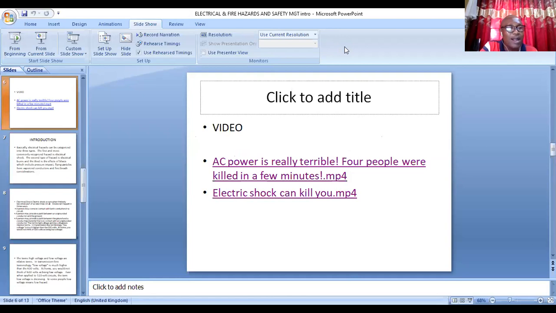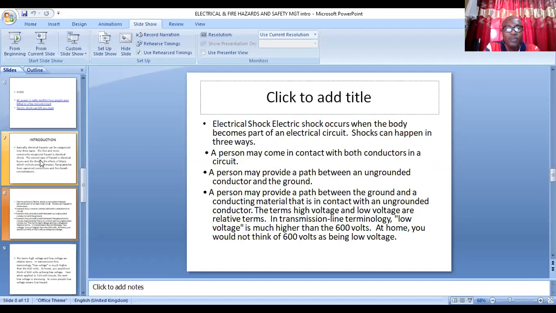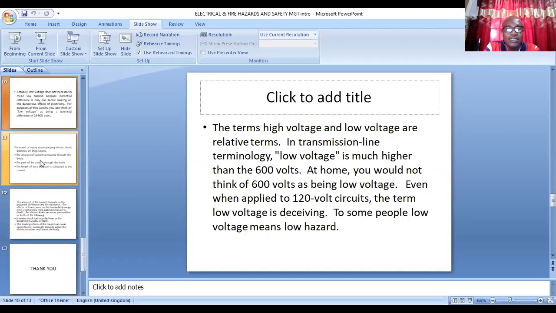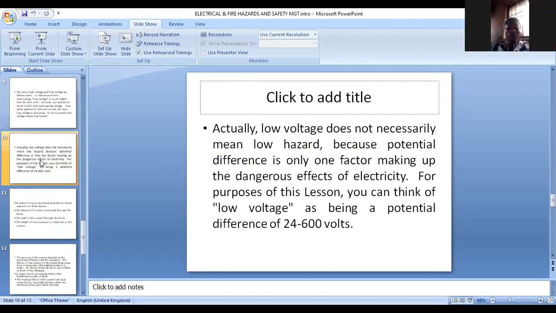So that is our general introduction about electrical hazard. We have been able to look at what electrical hazard is, the categories of electrical hazard we have, and how electrical shock happens to us. Electrical shock can come in 3 ways, and it can come in different parts.